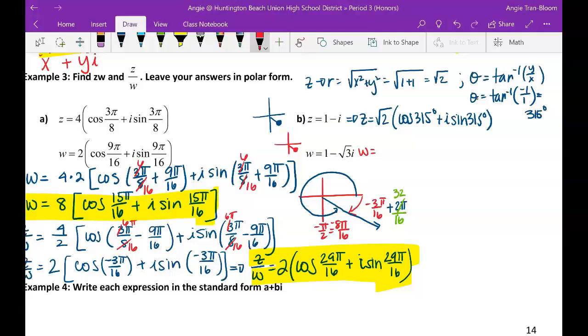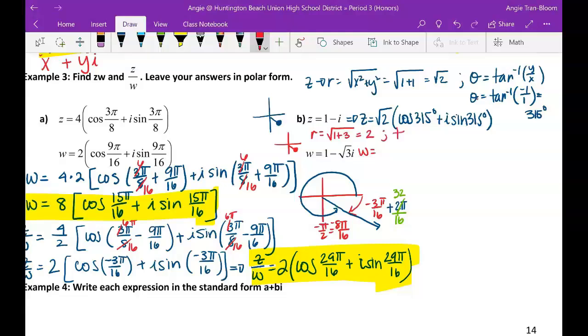So w equals, let's find the radius. So r equals the square root of x squared plus y squared. X is 1, so 1 squared is 1. Y is negative root 3. Negative root 3 squared is 3. So this is going to give me the square root of 4. Square root of 4 is 2. So the radius for w is 2.